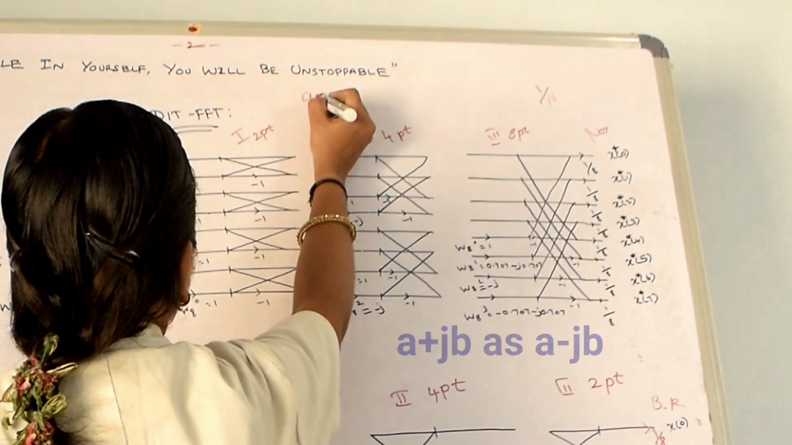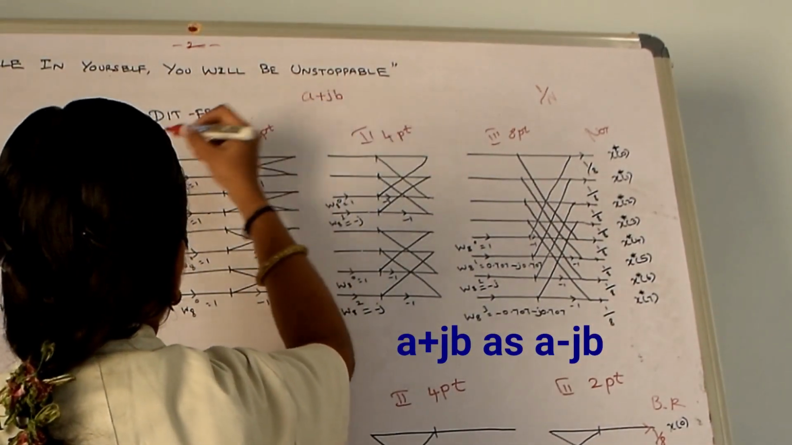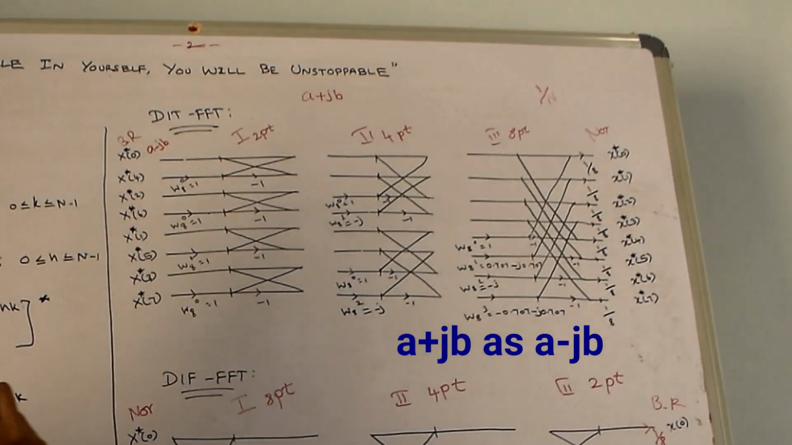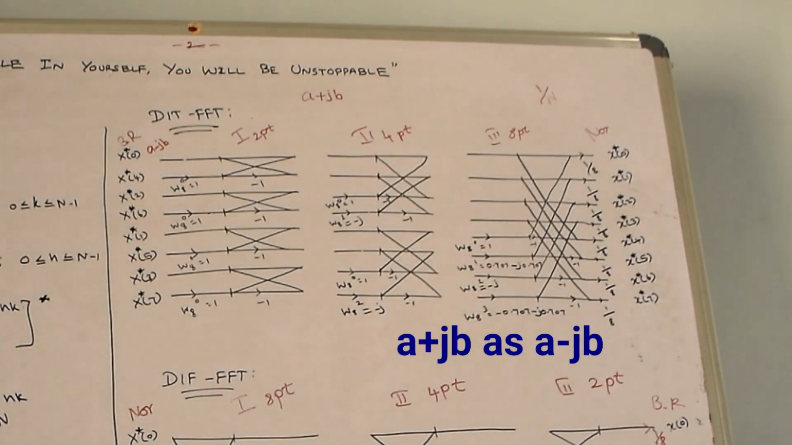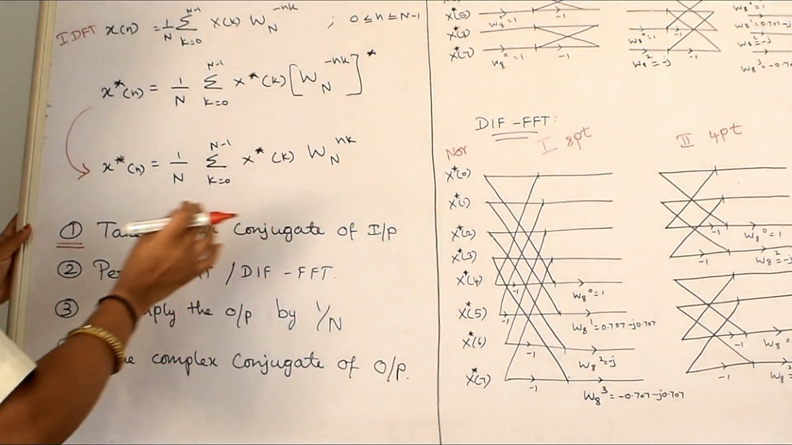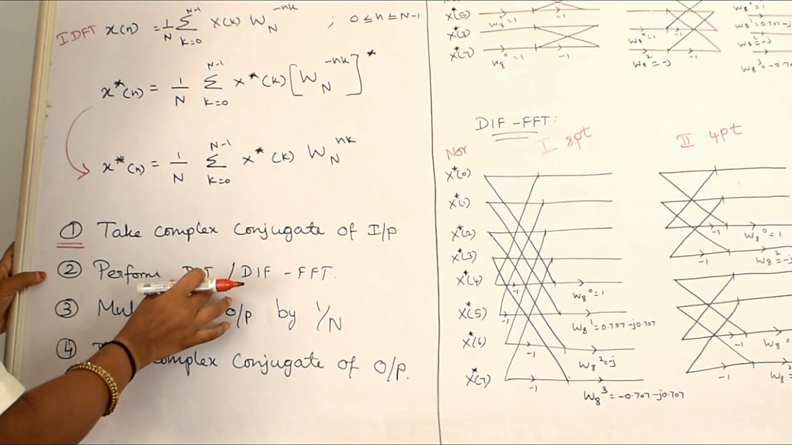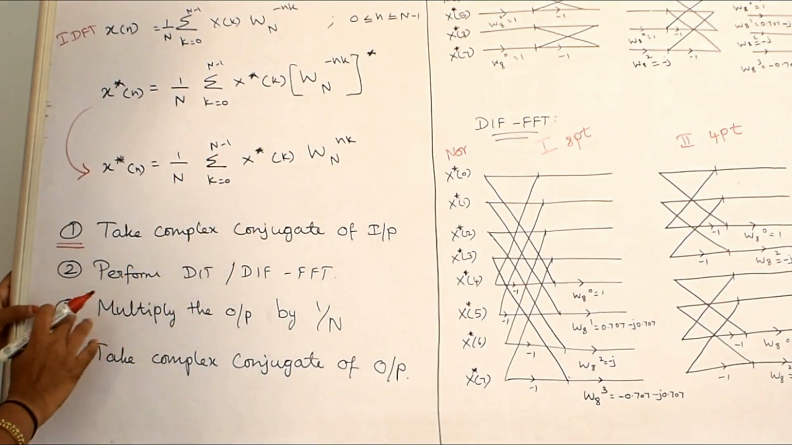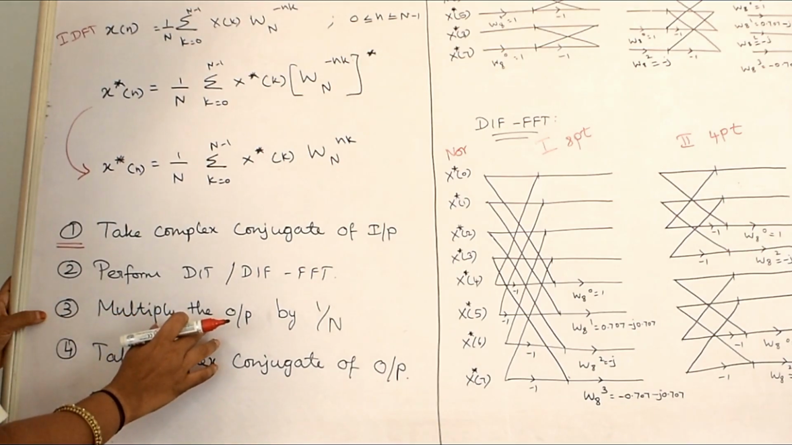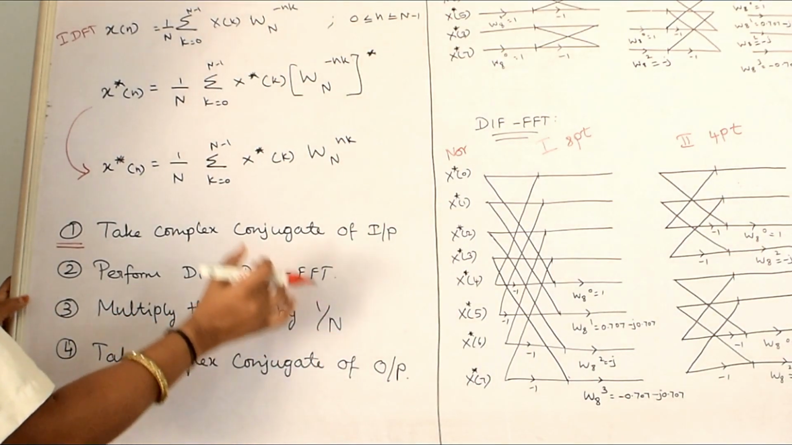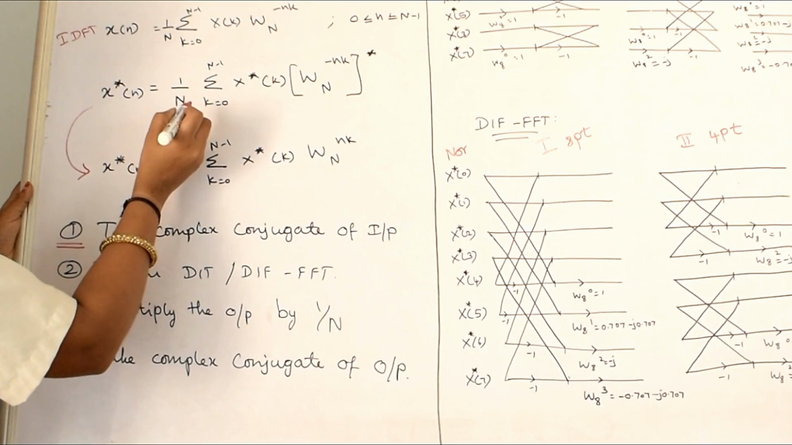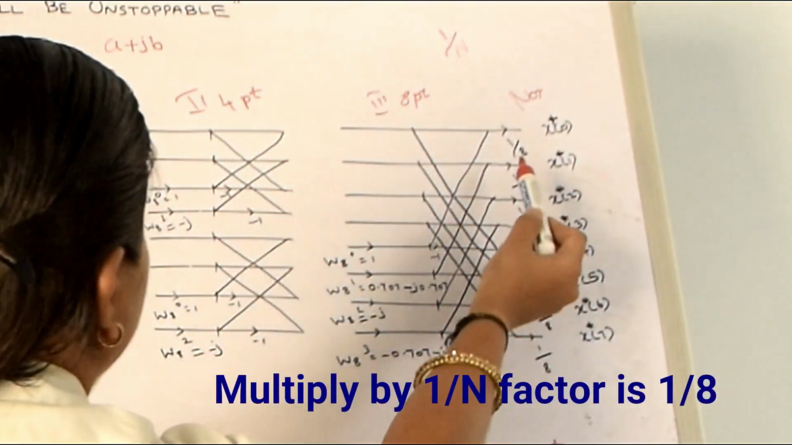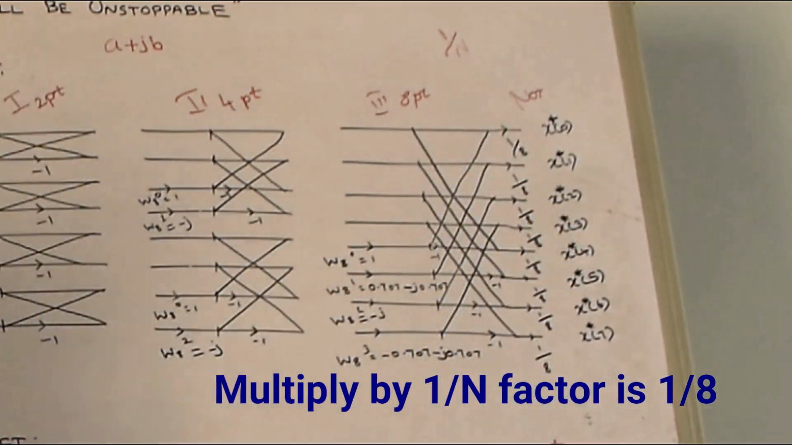If the given input is a plus jb, here you have to write a minus jb. You have to consider the complex conjugate of the given actual input. Second step is you have to perform DIT or DIF FFT as per the given question. And third step is you have to multiply the output by 1 by N. Why? Because in the formula itself we are having 1 by N. So at the end of the output you have to multiply it by 1 by N factor.